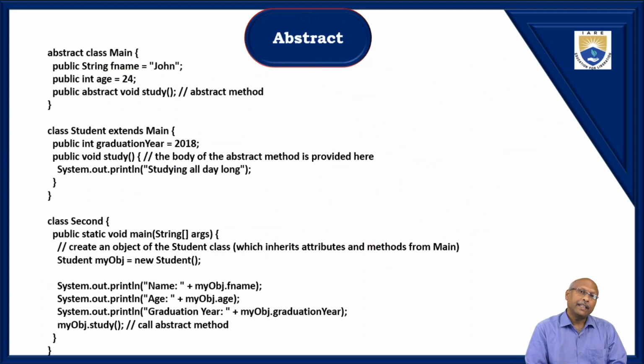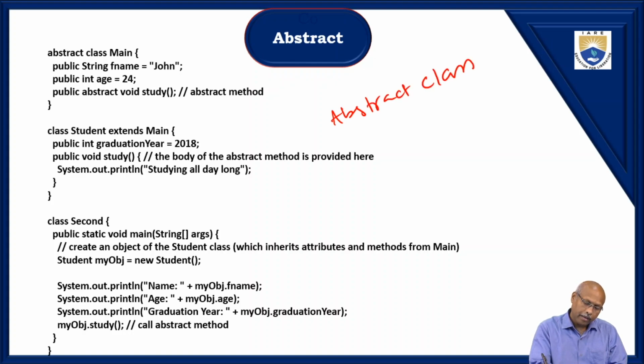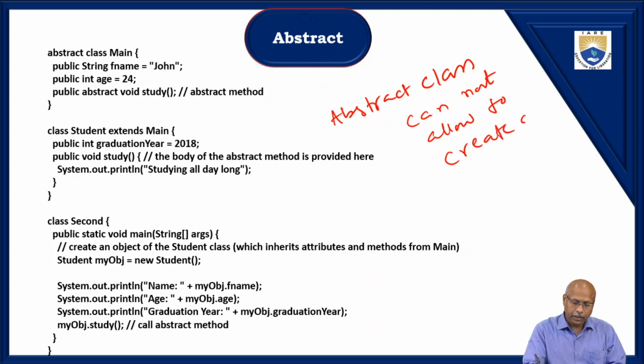Similarly, there is one more keyword called abstract. This abstract keyword can be used along with the class as well as along with the method. When you write it along with the class, it says that the class is abstract. If the class is abstract, you cannot create an instance. An abstract class does not allow you to create objects. That means for an abstract class you cannot create objects.